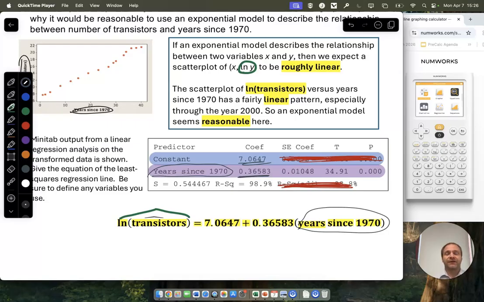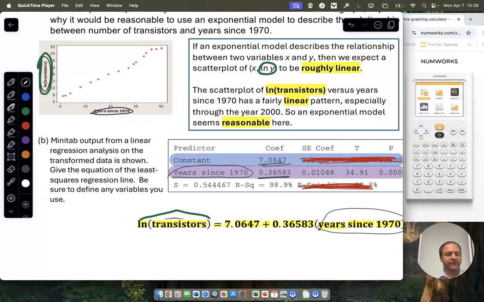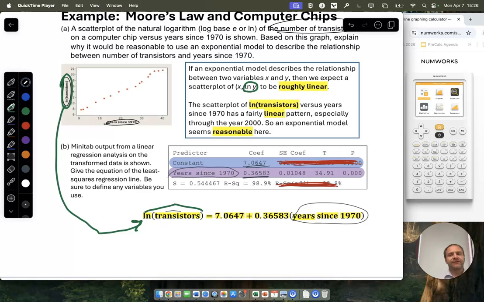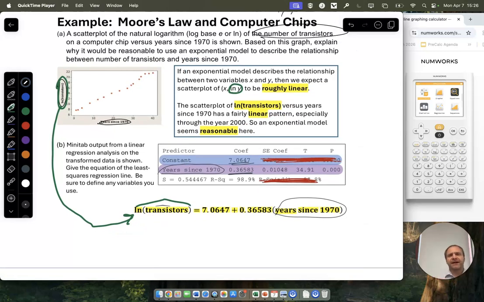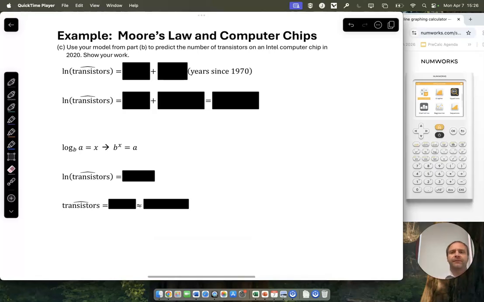The response variable is the one we need to focus on when we're looking at the graphs or at the prompt to see what we're really dealing with here. We're dealing with natural log of transistors. So then I have to use that for my response variable. So that's the focus of part B. Keep in mind, it seems like I'm saying this a lot, right? The units of your response variable cannot be seen in the Minitab output. You have to look at the graph or you have to look at the prompt. So now we're going to use our model from this part B to answer the question and predict the number of transistors of an Intel computer chip in the year 2020.